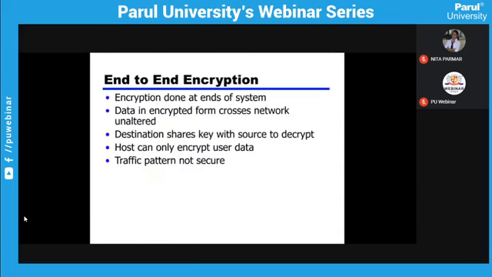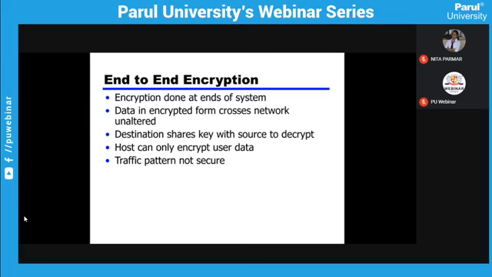So end-to-end encryption needs to be incorporated, meaning encryption is done at the system end. You have heard this term in WhatsApp also. WhatsApp uses end-to-end encryption in our private conversations with each other. So end-to-end encryption is very secure in transmission of our messages.